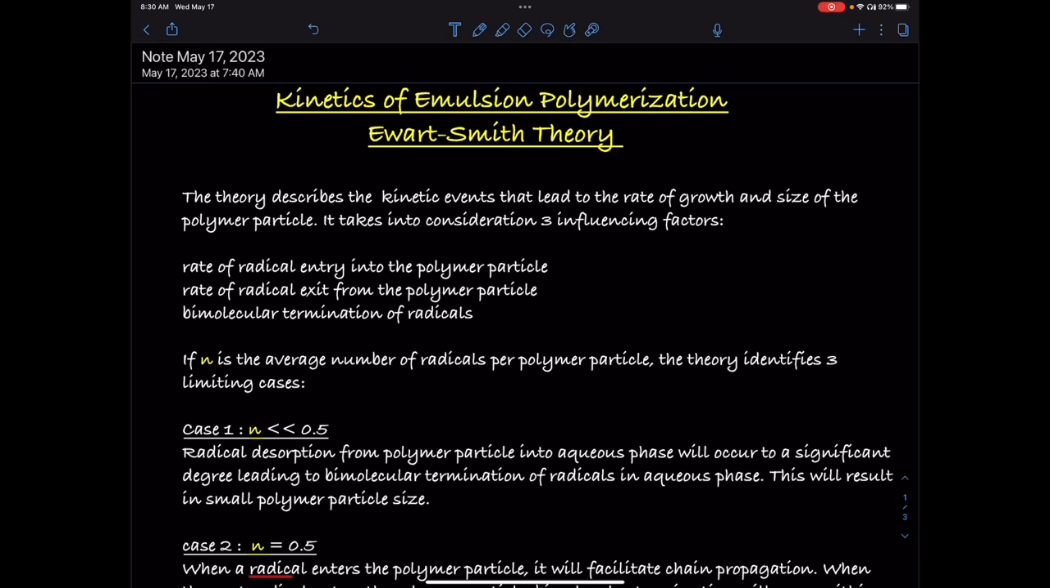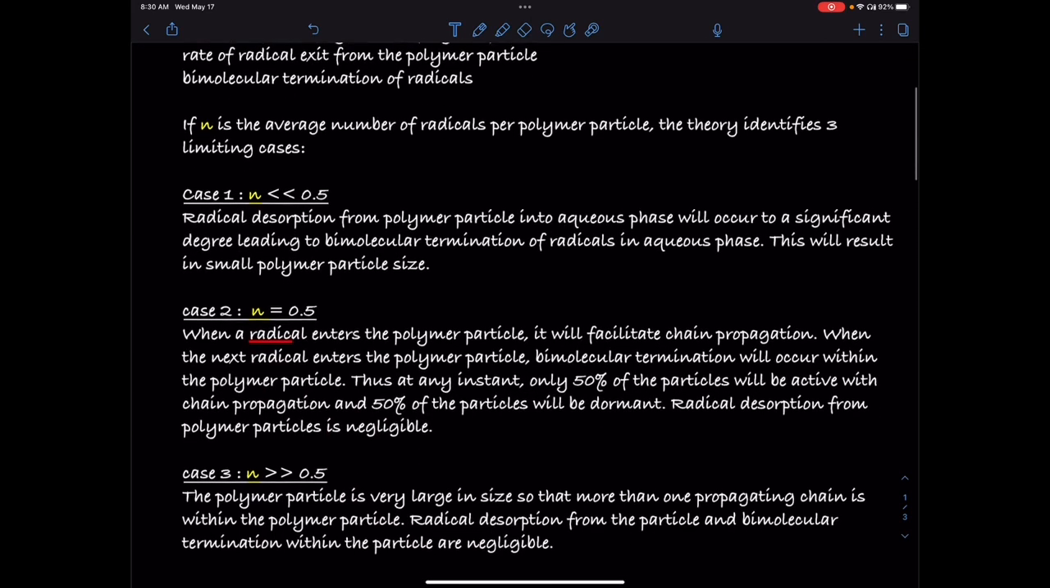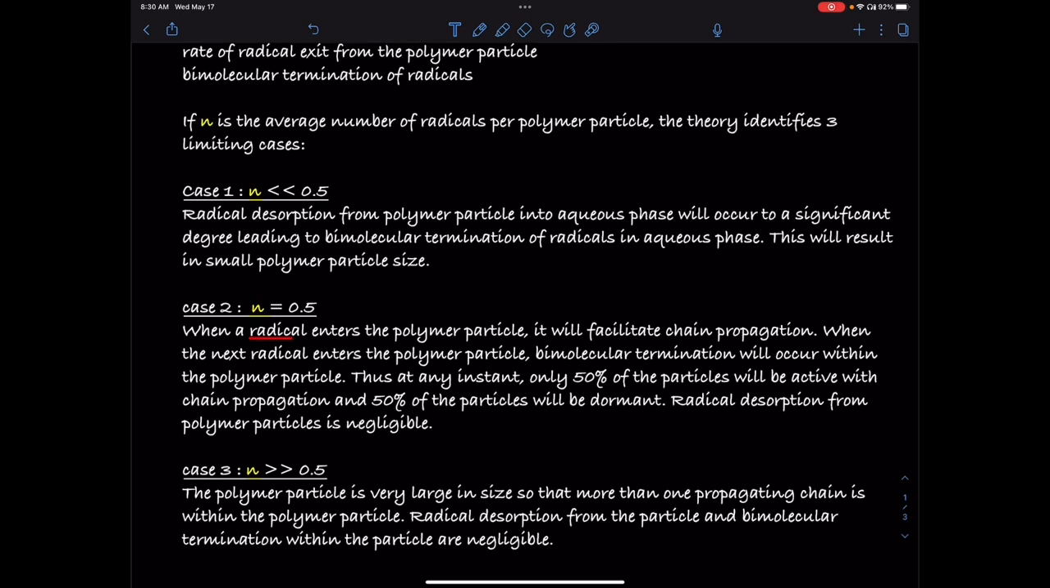A quantity n is defined as the average number of radicals per polymer particle. Three limiting cases for this n are identified. Case 1 is when n is very much less than half. In this case, radical desorption from the polymer particle into the aqueous phase will be significant, and this will lead to bimolecular termination of radicals in the aqueous phase. Due to this, chain propagation cannot happen to a great extent, and so the polymer particle size will be small.